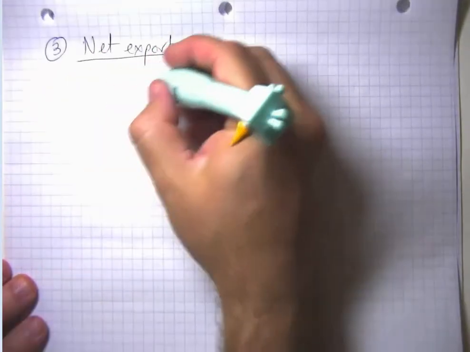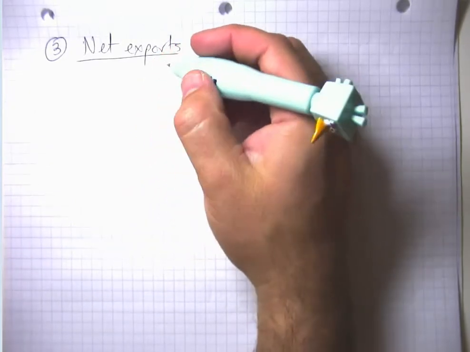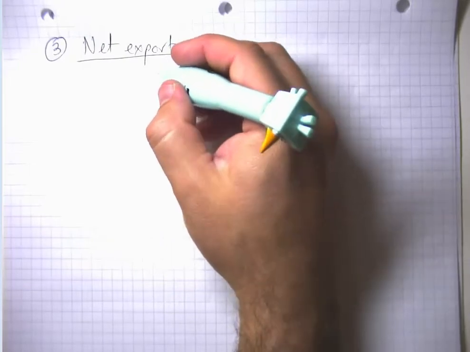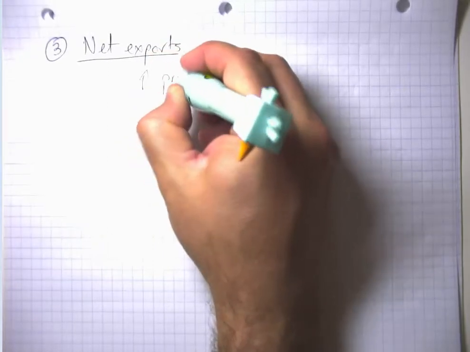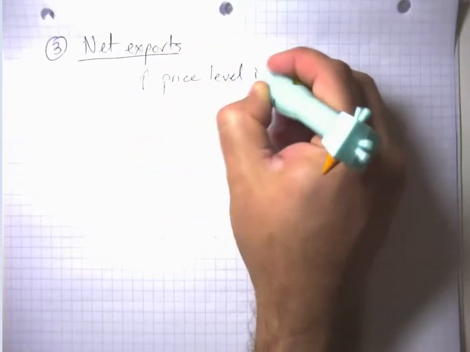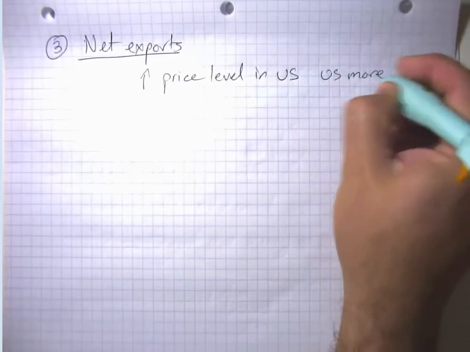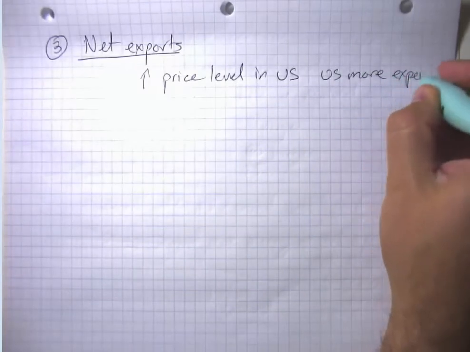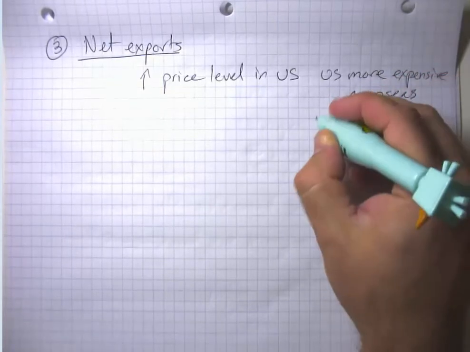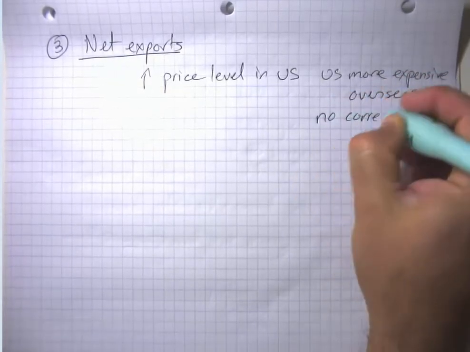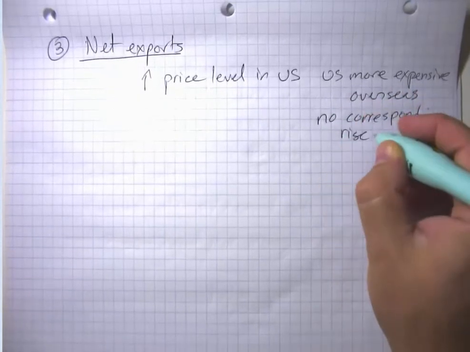So while it's true that an increase in the domestic price level potentially redistributes both the expense and the income at the same time, when there's an increase in the price level in the U.S., then U.S. goods are more expensive overseas. And there's no corresponding rise in overseas incomes, as there was in the domestic case.